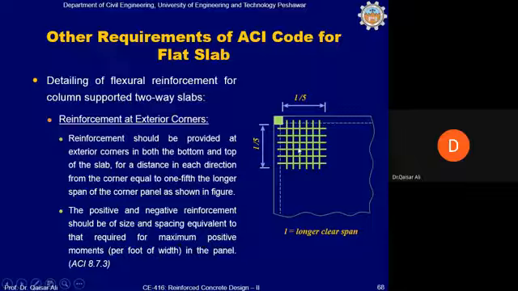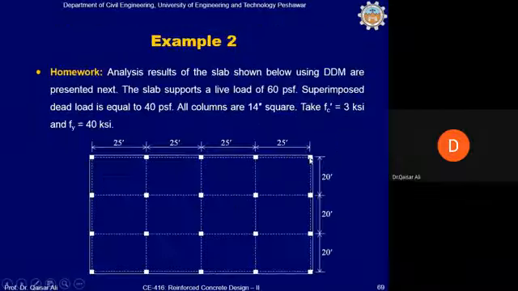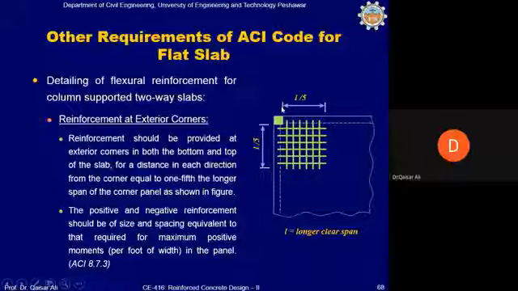So the positive and negative reinforcement shall be provided in this manner, which is basically placed to L/5 of the panel size, and this shall be equivalent to the required maximum positive reinforcement. Whatever the maximum positive reinforcement is, this reinforcement shall be equal to this, both positive and negative. If negative is more than this, then it is fine. But if it is less than this, it should be at least equal to the positive reinforcement spacing provided at this location.